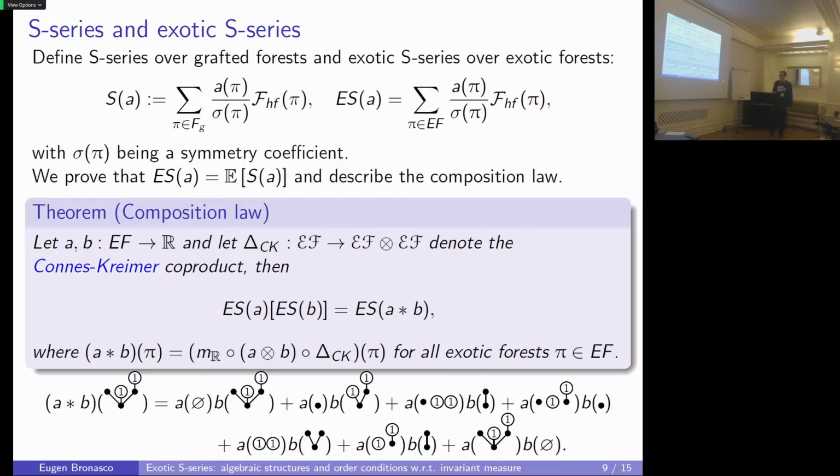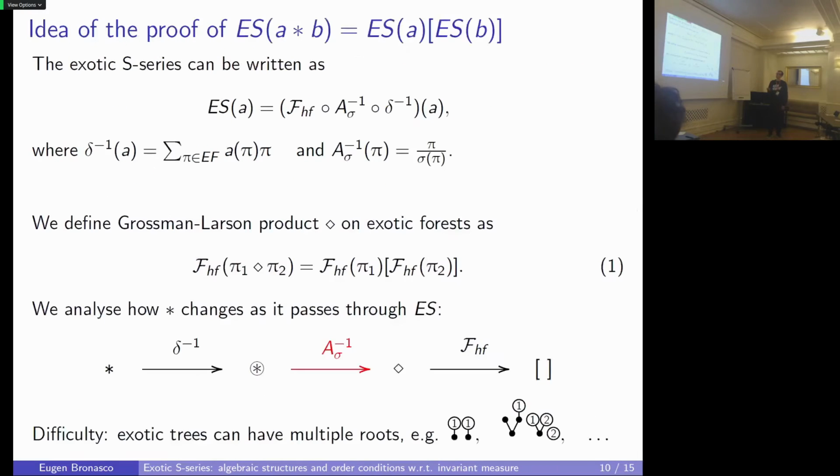And here we have an example. Here we have A convoluted with B of a certain exotic tree. Then we have a sum over all ways to split this tree in two parts, the left part and the right part. Then we apply A to the left part, B to the right part, and we multiply the results. And we get a functional. So to prove this statement, what do we do?